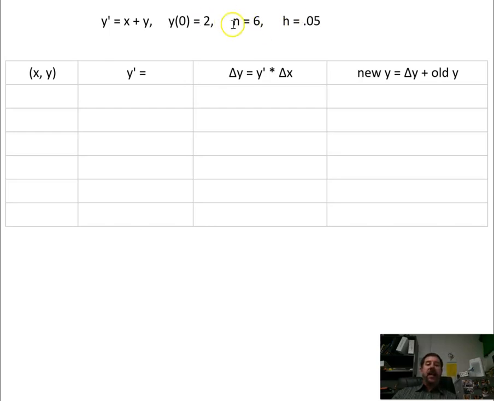They might say, hey, n is the number of steps. They might say, hey, use 6 steps. And they might tell you your h, or your step size, or your delta x. These are all different things that could represent the same thing right there.